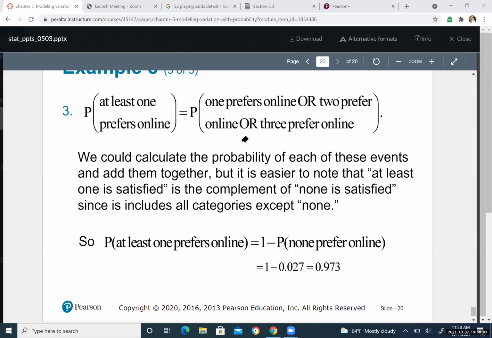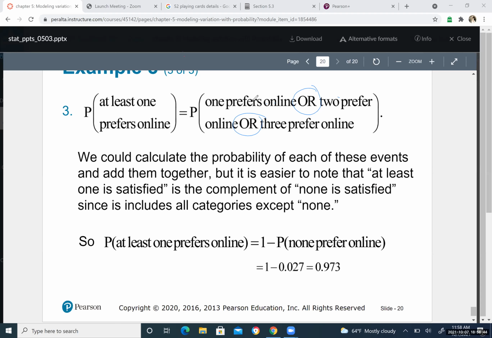Question number 3 is the probability that at least one prefers online. At least one means one or more, right? One or more like to do that. So it means we have one prefers online, or 2 prefer online, or 3 prefer online. So now this is not "and" anymore, it's "or", right? To do the shortcut, because we only talk about 3 consumers, the best way is to use the complement rule in this case.